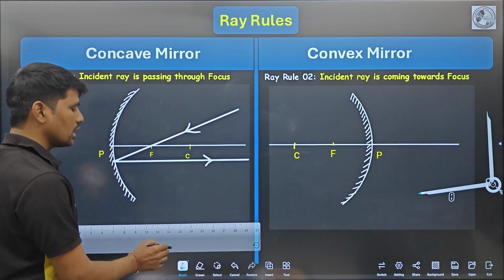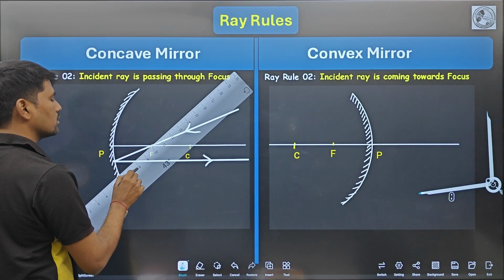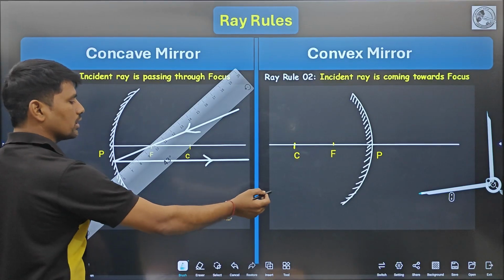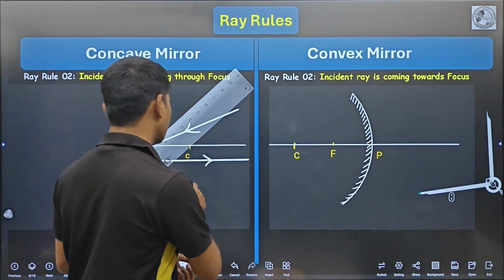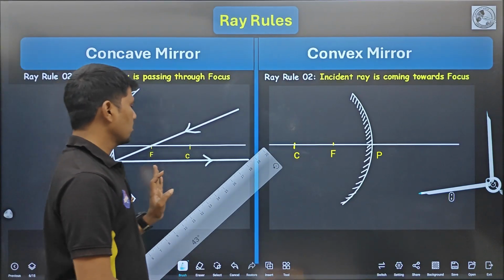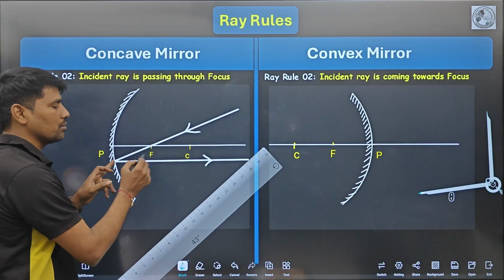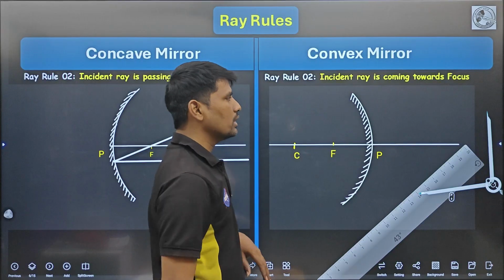This is the rule. Sir, incident ray is passing through focus means we can take one more ray, any more rays also we can take. After reflection, parallel to the principal axis. Okay, so that is the rule. Incident ray passing through focus, after reflection parallel to principal axis. Why? Because again you have to draw the normal, I is equal to R.